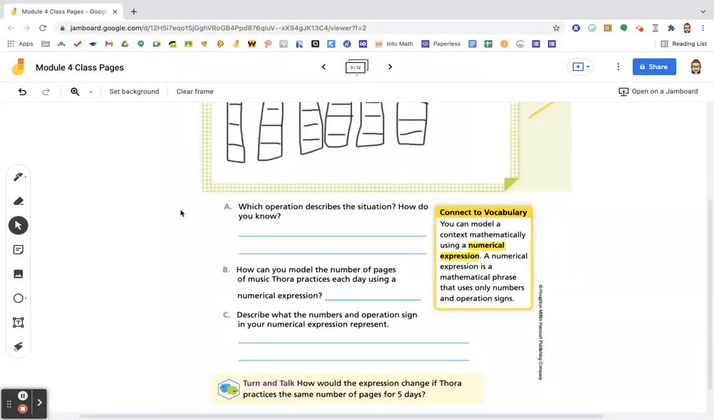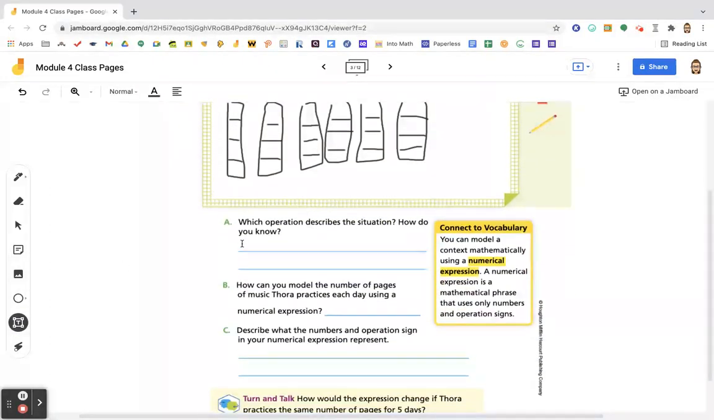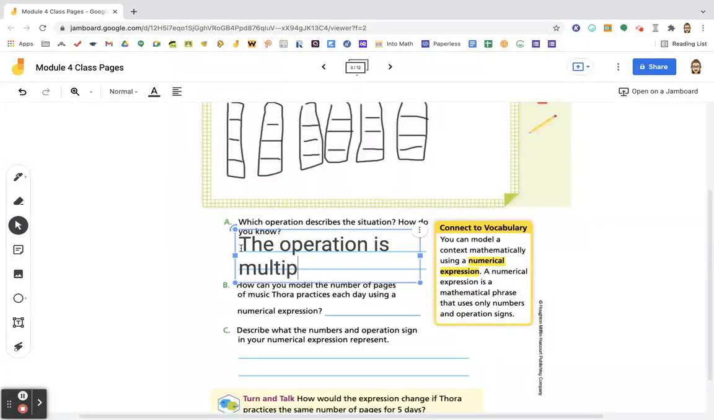So then it says, which operation describes this situation? How do you know? Well, if we look back up here, it's saying again, music six times. So the operation is multiplication, because several groups of the same size are being combined.